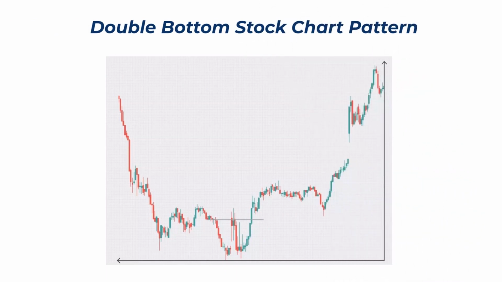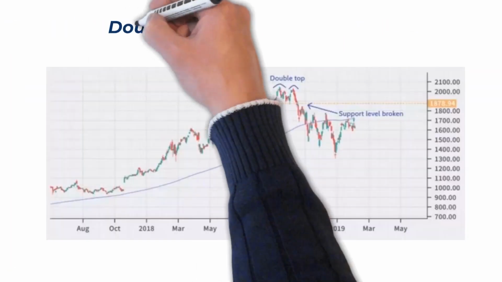The double bottom stock chart pattern. The double bottom, on the other hand, looks like the letter W and occurs when the price tries to push through a support level, is denied, and makes a second unsuccessful attempt to breach the support level. This often results in a trend reversal, as shown in the figure.